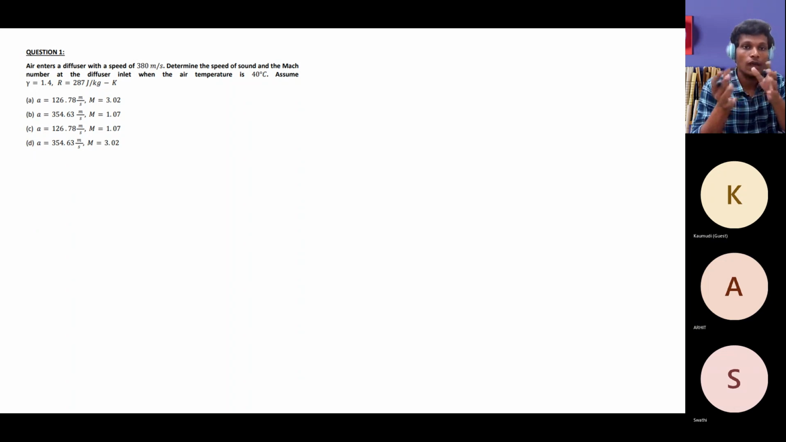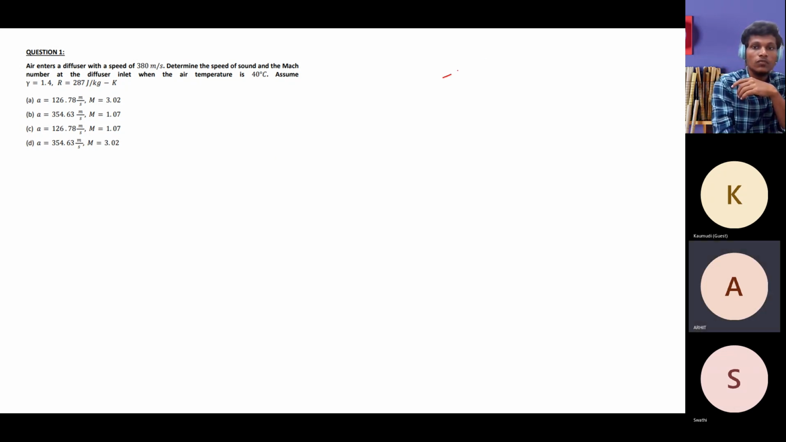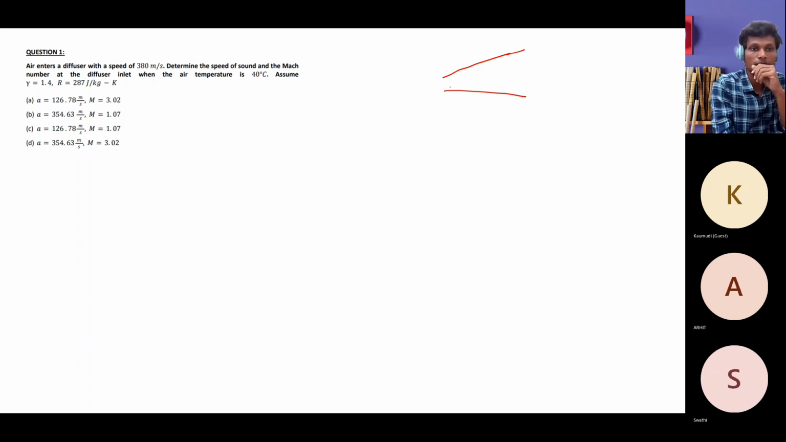The question is, they have given you a diffuser section. I think you know the diffuser, right? In this diffuser section, the wind speed is around 380 meters per second, and we need the speed of sound and the Mach number at the diffuser inlet when the temperature is 40 degrees Celsius. Assume gamma equals 1.4 and R equals 287. So how can we proceed for this? We need to find the sound velocity and the Mach number.